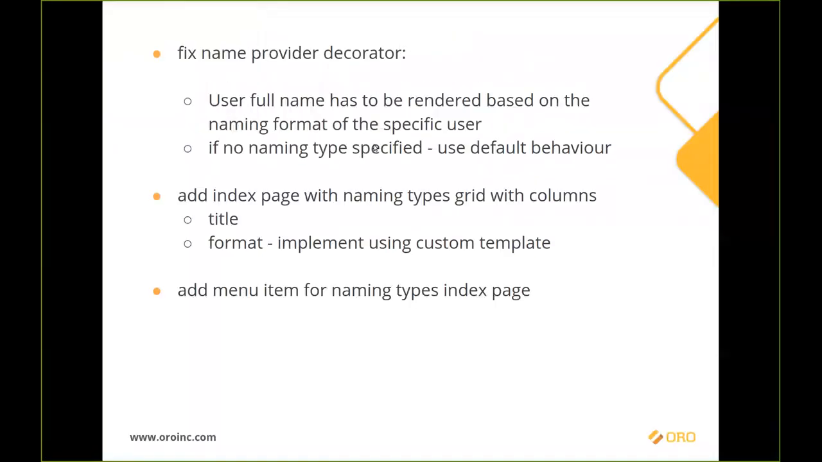So, first of all, we should fix the provider decorator. On the first day, we decorated the name provider and hard-coded the condition. If the entity is an instance of user, we return the hard-coded format. Of course, this is not a good practice, but this was just an example and just the beginning of the exercise. Right now, since we already have the possibility to define the relation for a specific user, we should check it and use it for the name generation.